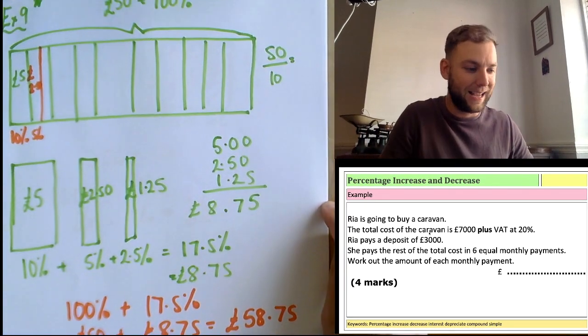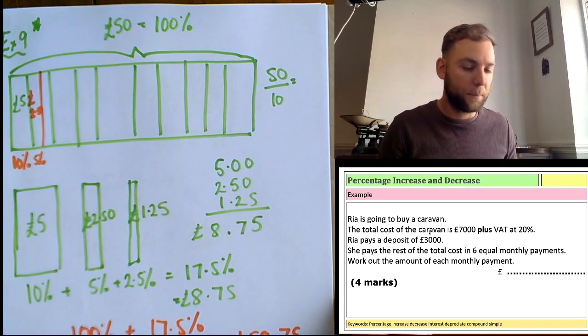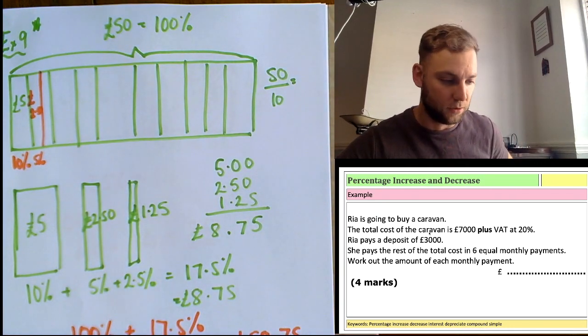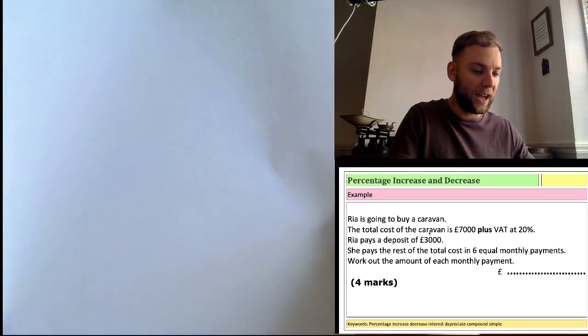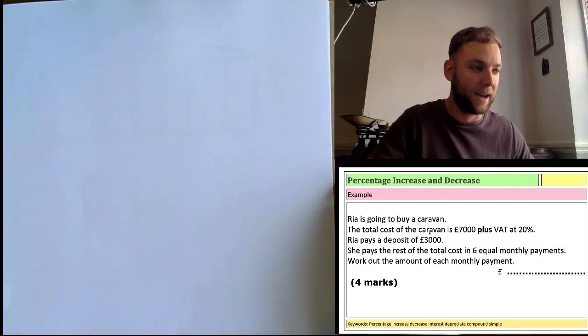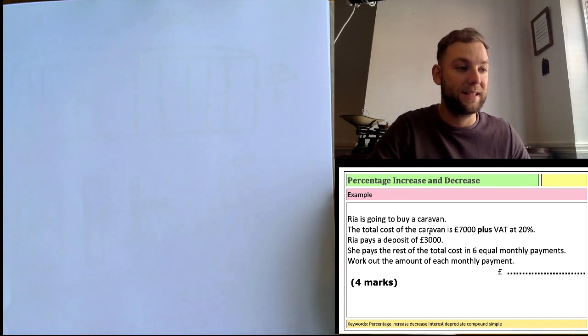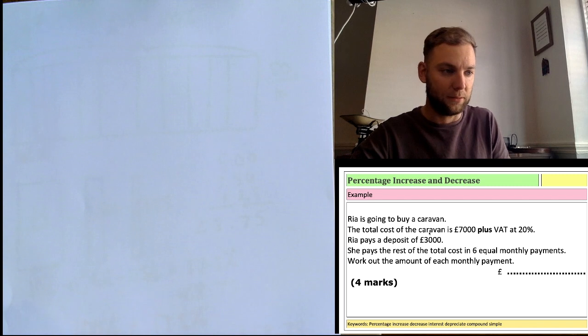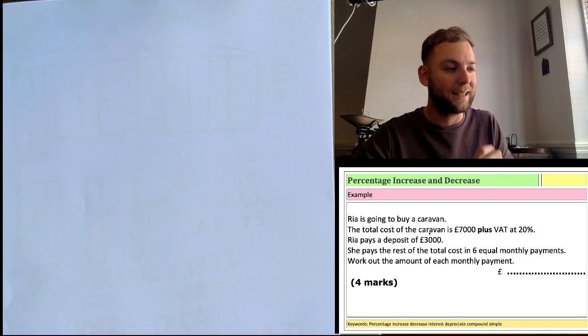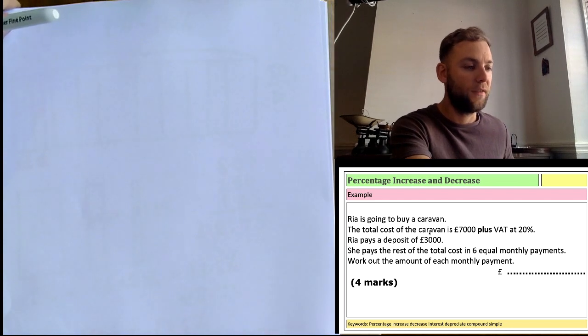Alright, okay, so I've got one more question to have a little go at. Now this here is your classic problem solving question. They always come up, these ones. We always see them. So Ria is going to buy a caravan. The total caravan costs £7,000 plus 20% VAT. Ria puts down a deposit of £3,000 and she pays the rest in 6 equal monthly payments. Work out the amount of each of the monthly payments.